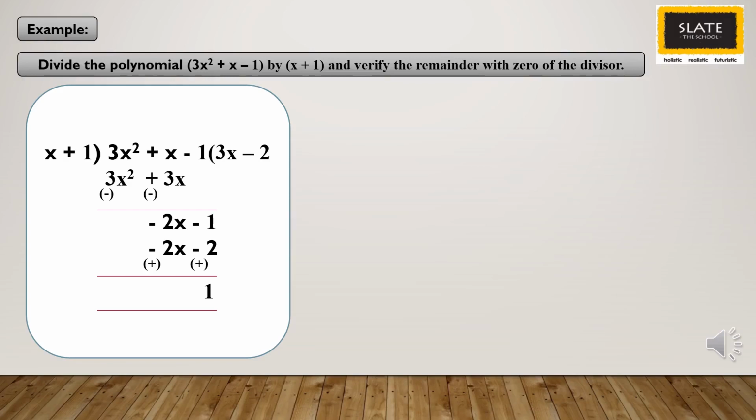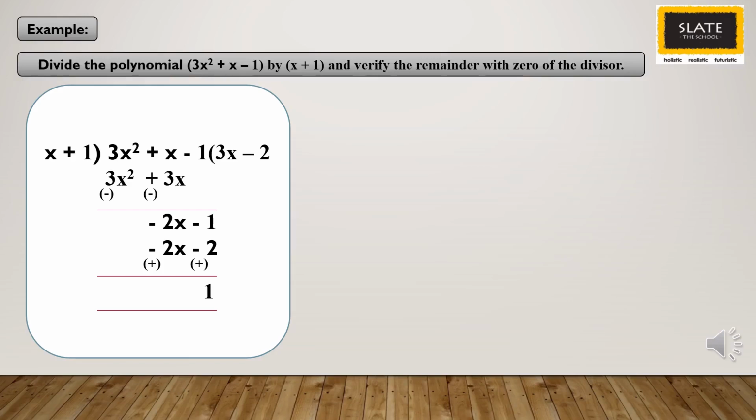Subtract this result minus 2x minus 2 from the dividend minus 2x minus 1. Now change the signs. Minus sign of 2x will become plus and minus sign of 2 will become plus. Minus 2x plus 2x will get cancelled. Minus 1 plus 2 will give you plus 1. So here the remainder is 1.